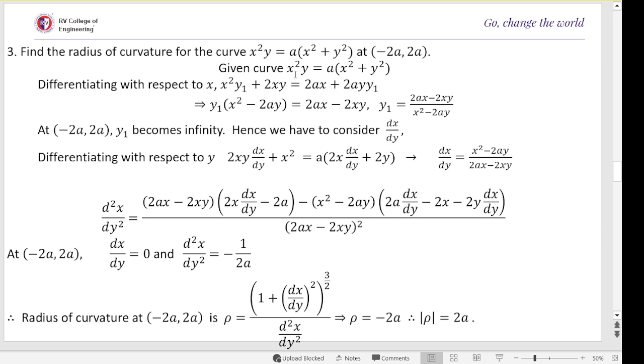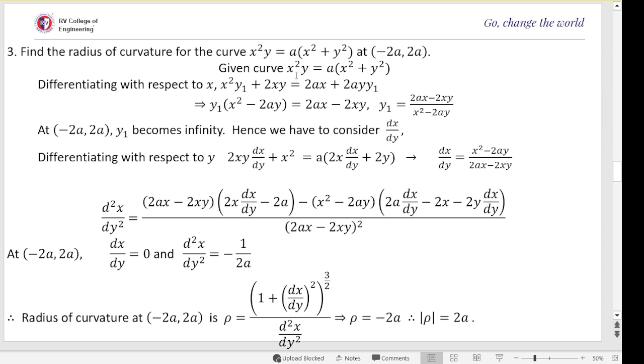So here, given the curve x square y equal to a into x square plus y square, we are expected to find the radius of curvature at the point (-2a, 2a). So you have to find y1 and y2 at (-2a, 2a), that is, the first order derivative and second order derivative at (-2a, 2a).